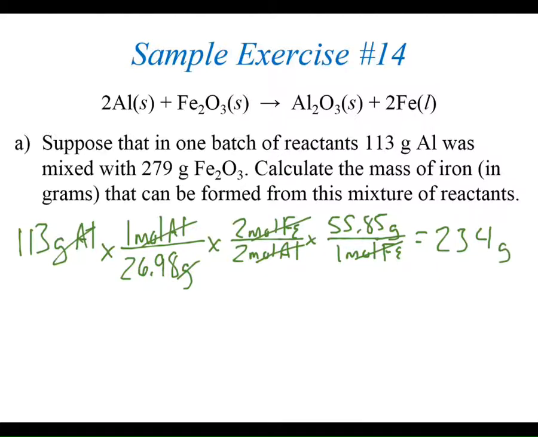Okay. Let's do the other one. 279 grams of Fe2O3. So we got the mass. We're going to do the molar mass. So out of 2 irons, 3 oxygens. What is that? 159.7. That sounds better. 159.70 sounds right to me.